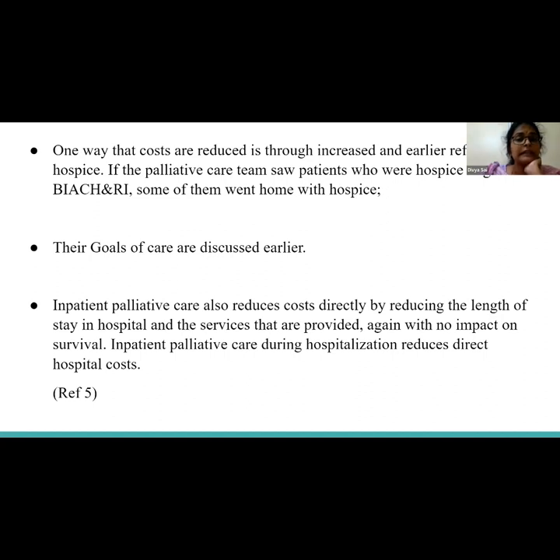Their goals of care are discussed earlier by referring to a palliative setup. And inpatient palliative care also reduces the cost directly by reducing the length of hospital stay and services that are provided, with no impact on survival. And inpatient care during hospitalization also reduces direct hospital cost, avoiding unnecessary ICU stay by trying to delineate between the goals of care, prognosis, and advanced care planning.